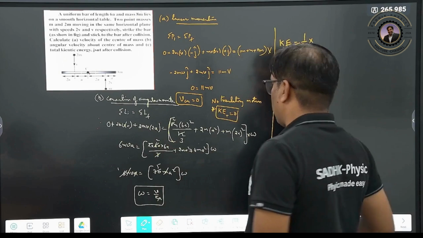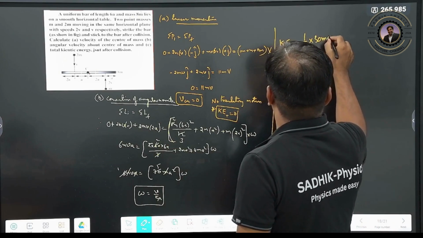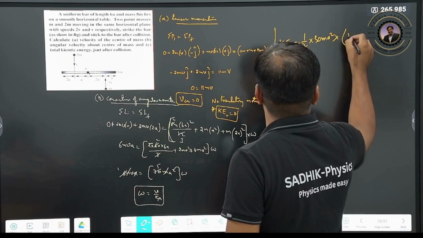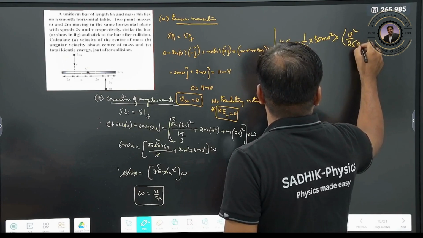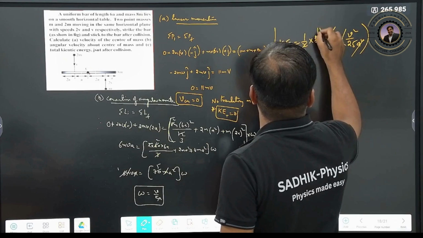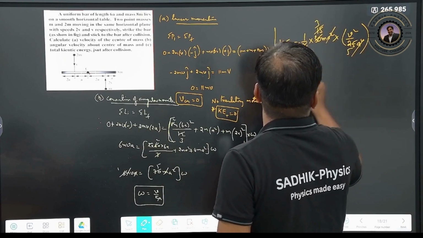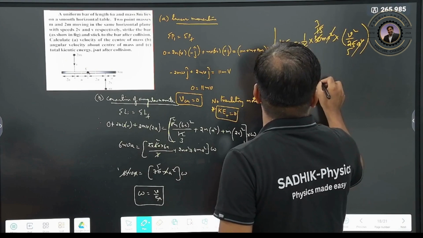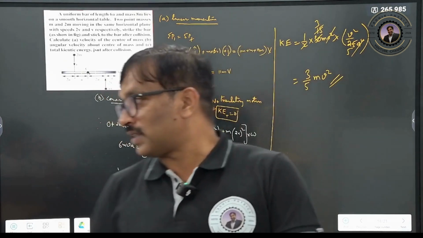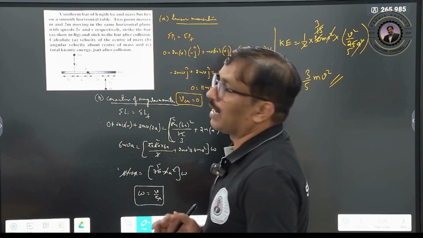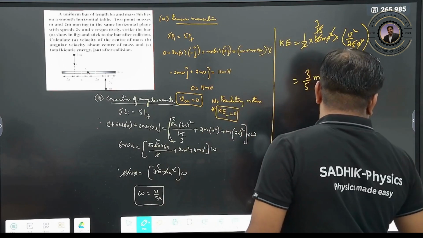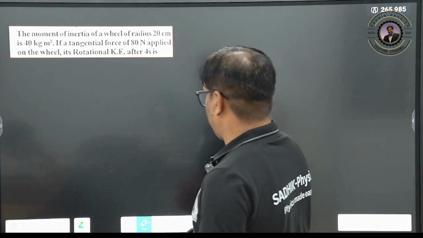This is simplified, no? Therefore 30 MA square into, therefore here omega square is nothing but v square by 25 a square. This will get cancelled out, no? So this it will be the 15, 5 3s are, 5 5s are. Therefore 3 by 5 mv square will be your kinetic energy of this rod. In this way, see, one question you need to understand, then you can solve very easily. Clear? So in this way we can solve the problems, no? If you really understand, it's a very simple one, no?